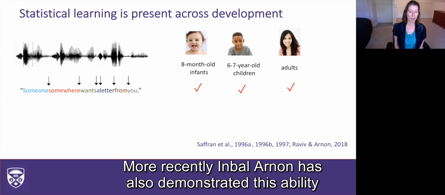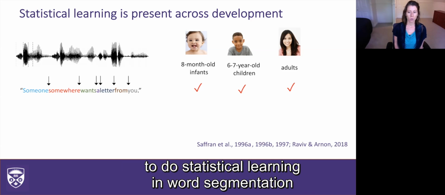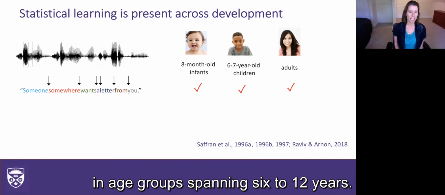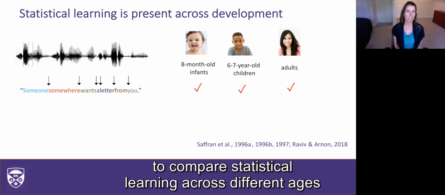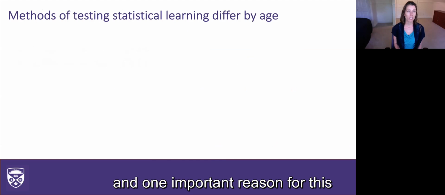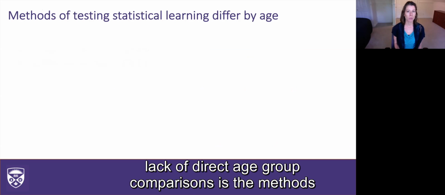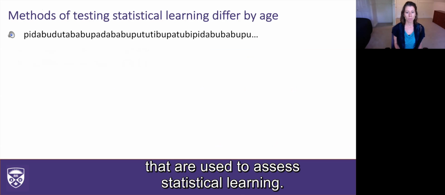More recently, Inbal Arnon has also demonstrated this ability to do statistical learning in word segmentation in age groups spanning 6 years to 12 years. So although statistical learning has been observed within different age groups, there haven't been many studies to compare statistical learning across different ages. And one important reason for this lack of direct age group comparisons is the methods that are used to assess statistical learning.